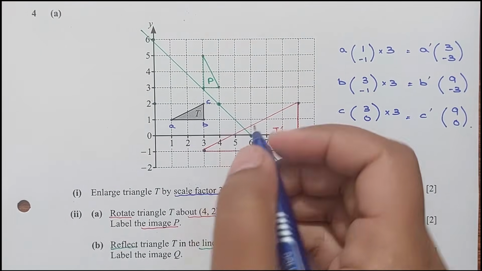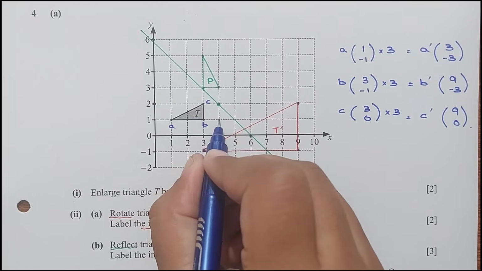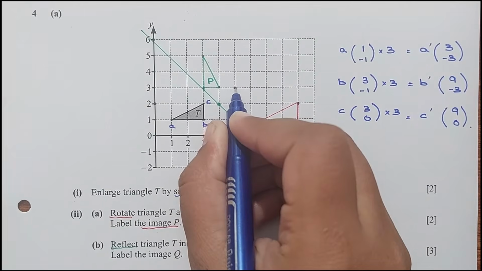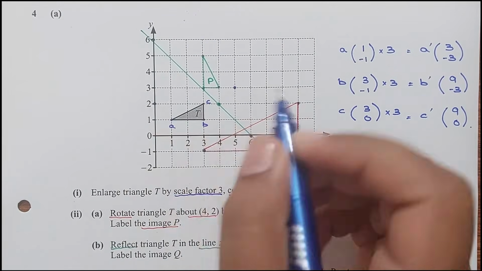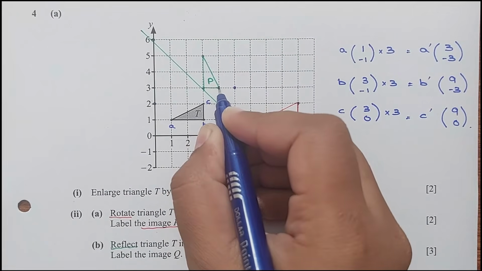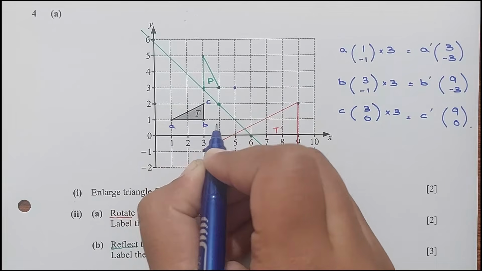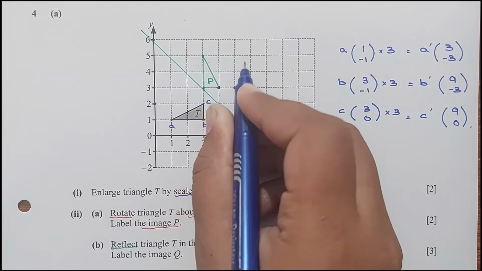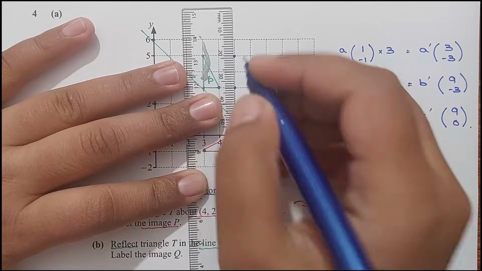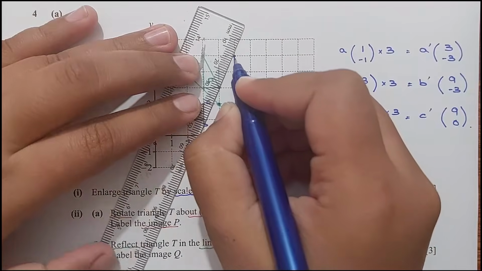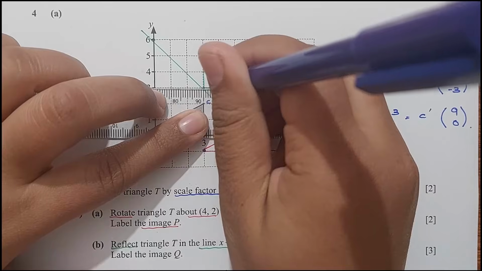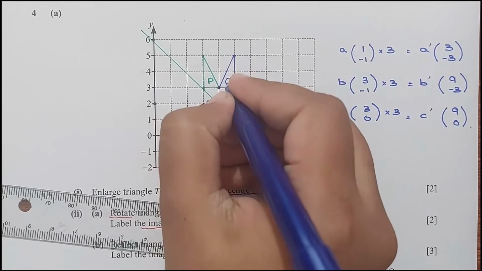Okay, now we have to reflect the triangle T in this line, right? So now let me do the reflection. This point, we can say, is 1, 2 from this line, the distance from this line. So we have 1, 2. The new coordinate is 5, 3. And this point is 1, so we have 1, which is 4, 3. This is 1, 2, 3, 4. This point is 5, 5. So we have to name this as triangle Q.